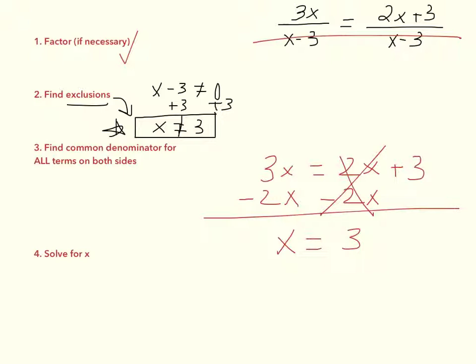Now, here's where I said again, we want to check. We said that x equals 3. We found it algebraically. But our exclusion said that x cannot equal 3. Right? Because if you put a 3 back here, 3 minus 3 is 0. We don't want a 0 there. So we actually don't have any solutions.